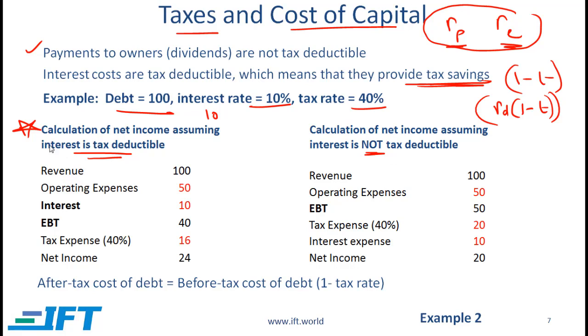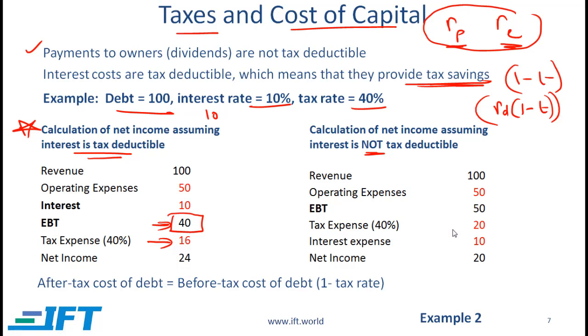If you look at the left side of the screen, we have a simple income statement. Revenue is 100, operating expenses 50, interest is 10. Interest is tax deductible, so it reduces the EBT amount. The EBT is 40. The tax is paid against 40. If the tax is 40%, then the tax expense is 16 and the net income is 24.